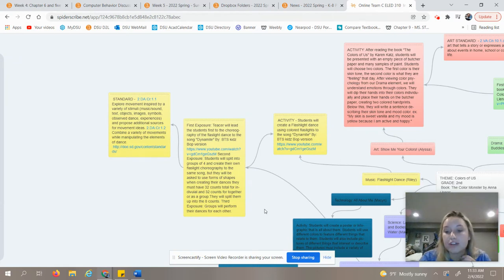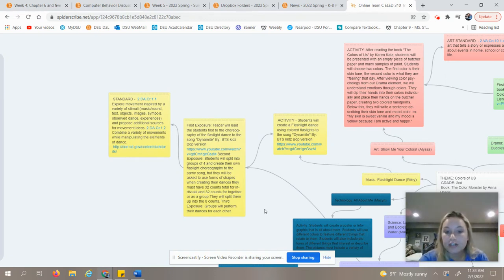My second exposure is I'm going to split them up into groups of about four or so, and they are going to create their own flashlight choreography to the same exact song. But instead of just doing random designs, they will be asked to create little dances in the forms of shapes. So they will do triangles, squares, circles, things like that. And they will be asked to have 32 counts total, so they will do it in counts of 8, 4 times. They will do that individually, and then they need to do it as a group also.